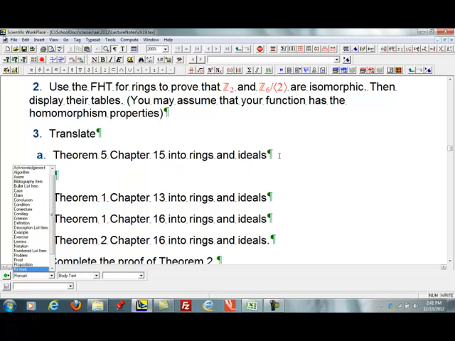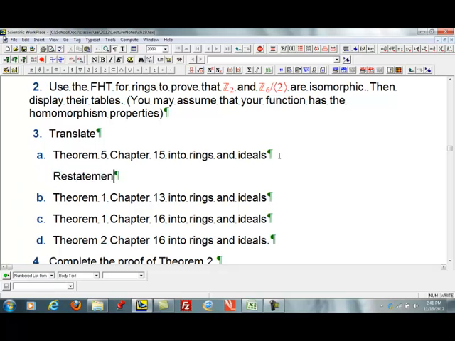Okay, restatement. So let's do our restatement. This is chapter 15, Theorem 5. So go find chapter 15. Theorem 5, it's on page 151 in the textbook.